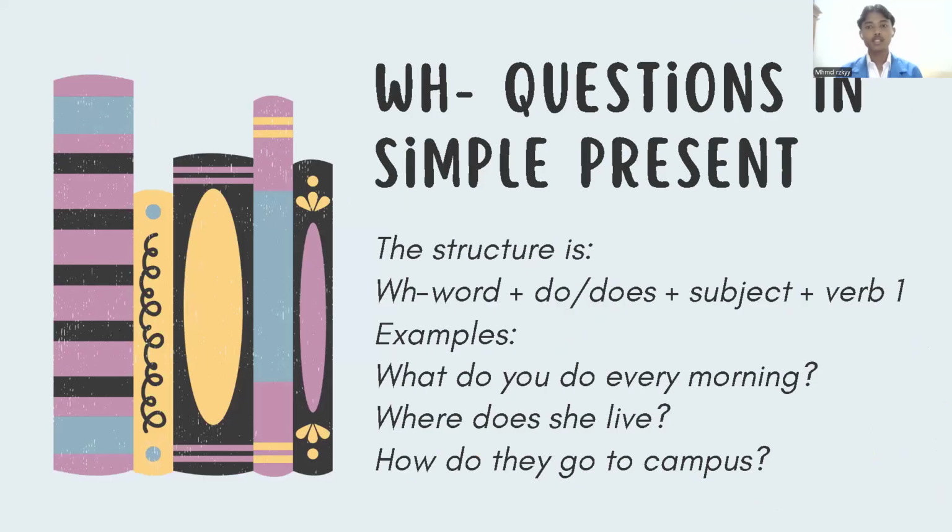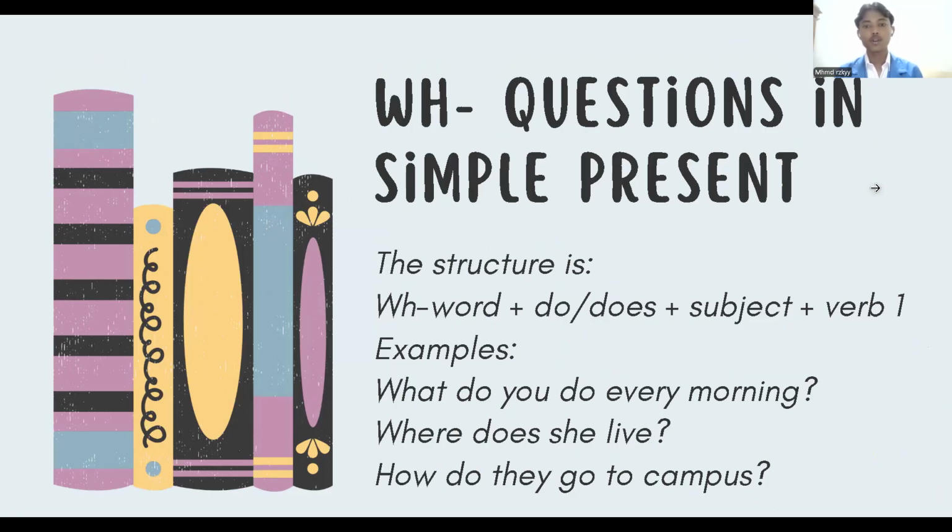WH questions in simple present tense. The structure is WH word plus do or does, plus subject, plus verb 1. Example, what do you do every morning? Where does she live? How do they go to campus?